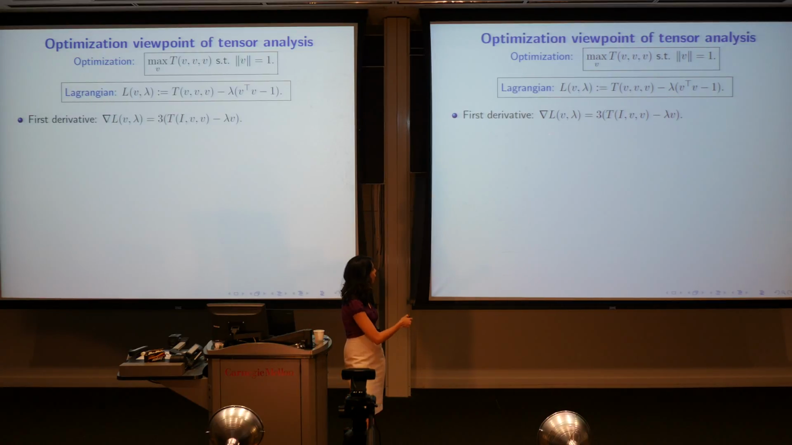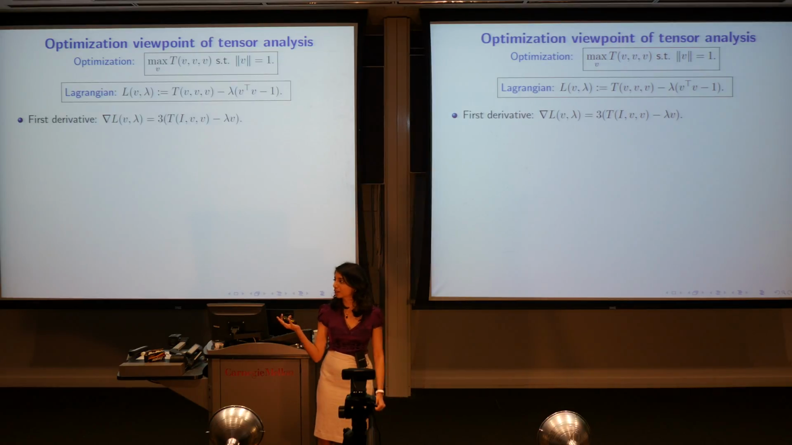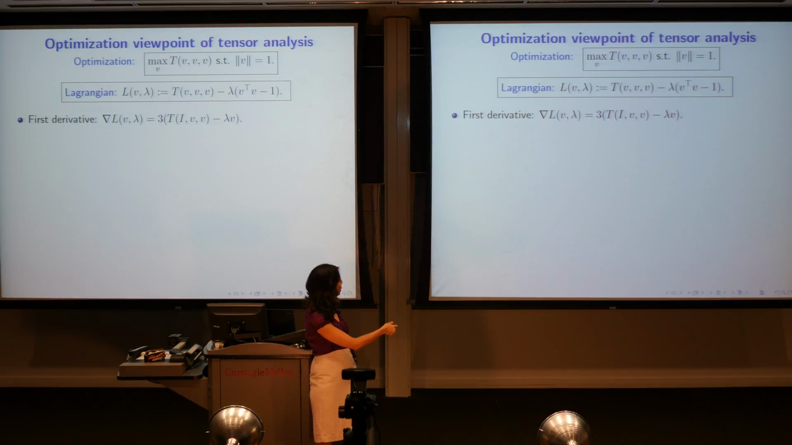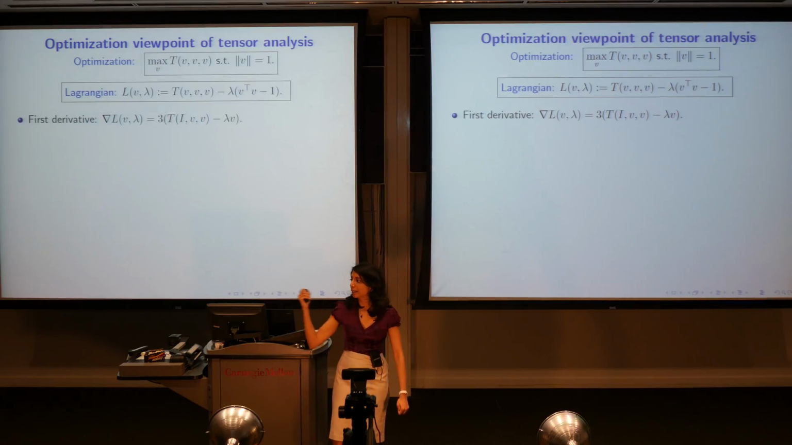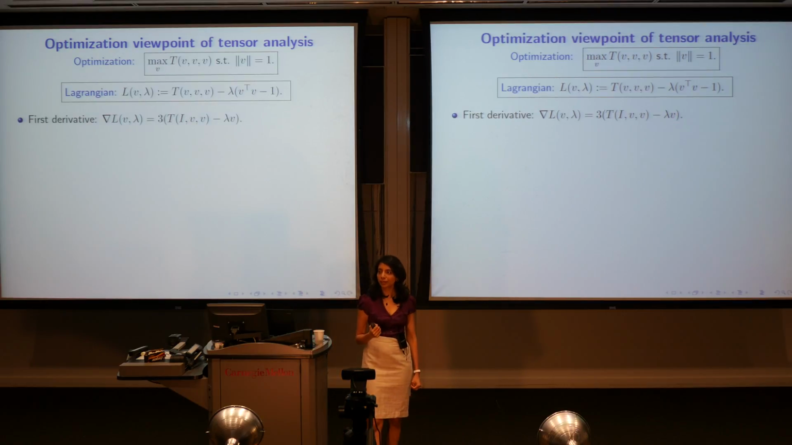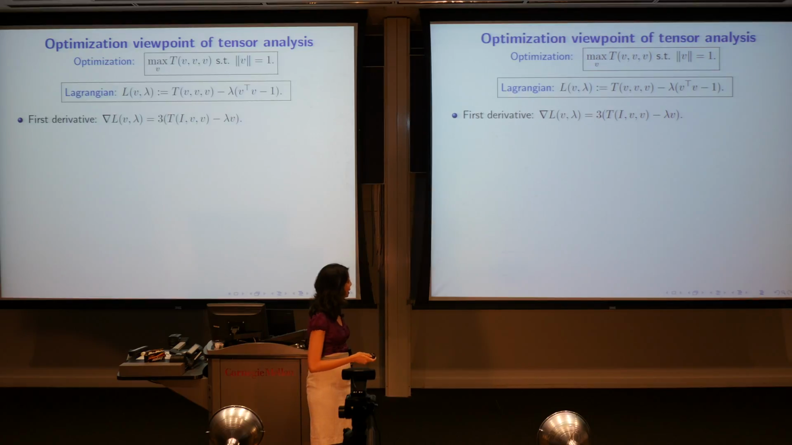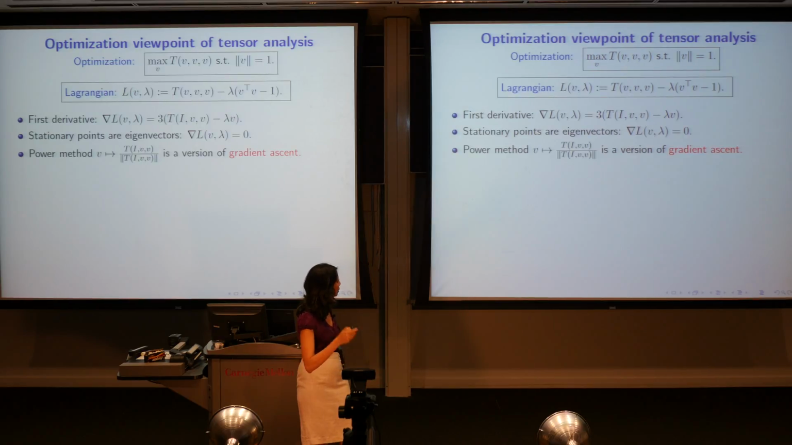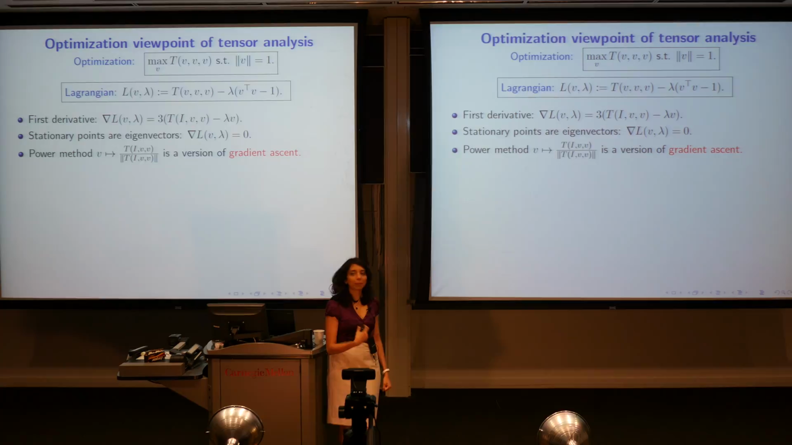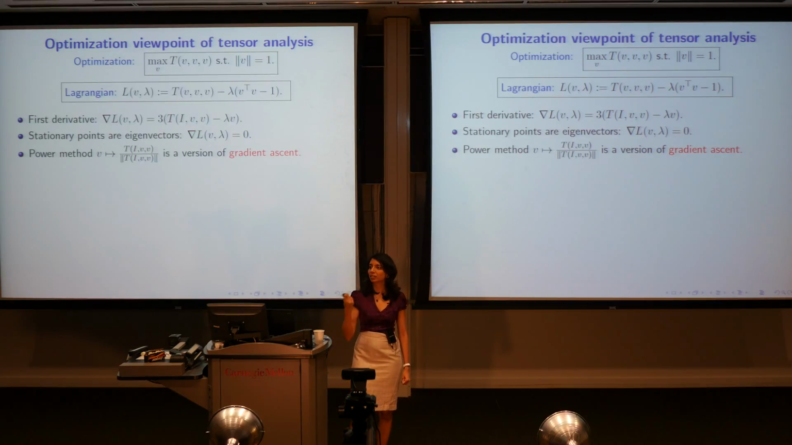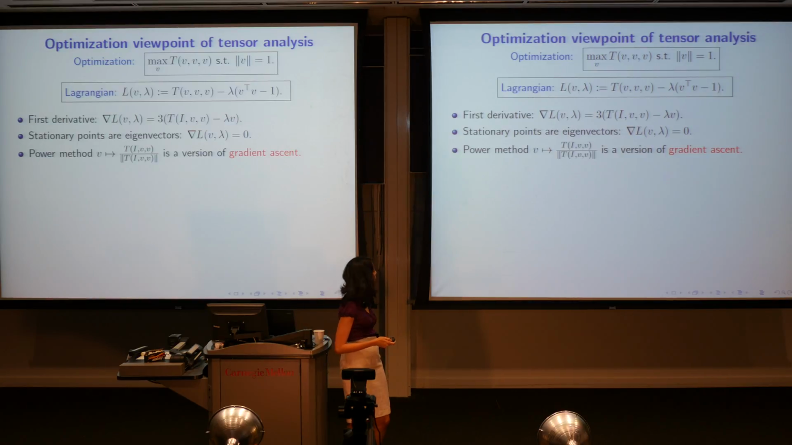Now, this is where the derivative vanishes. It's exactly the definition of my eigenvectors, right? Because what I'm saying is I'm doing this quadratic operation and I'm still staying at the same point. So again, it's analogous to the matrix case. The stationary points of this optimization are the eigenvectors. By definition, they are the eigenvectors. Again, you can think of this power method as doing gradient ascent for this optimization. So it's the same analogy as before.